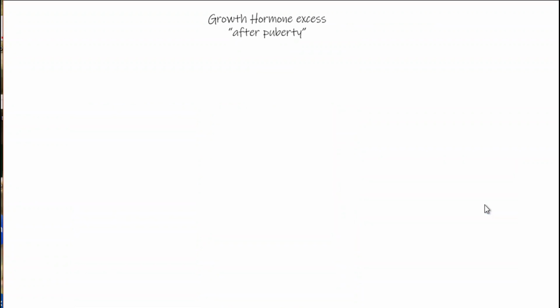Now, if we have growth hormone excess after puberty, so after the epiphyseal plates have closed, then the bones can no longer get longer, and this is going to result in a condition called acromegaly. So although the bones can't get longer, they still can become thicker. And so there's a very classic appearance of patients that have acromegaly. I've got a couple of old pictures here that kind of demonstrate through the years.